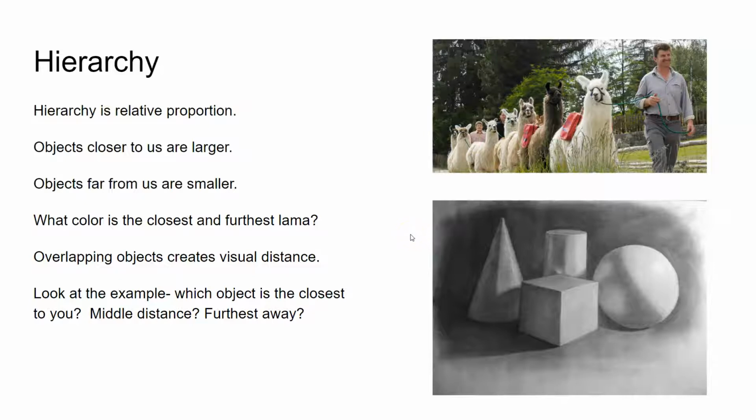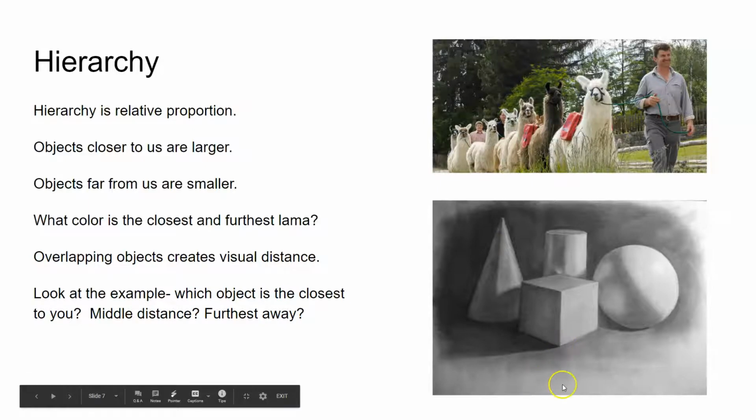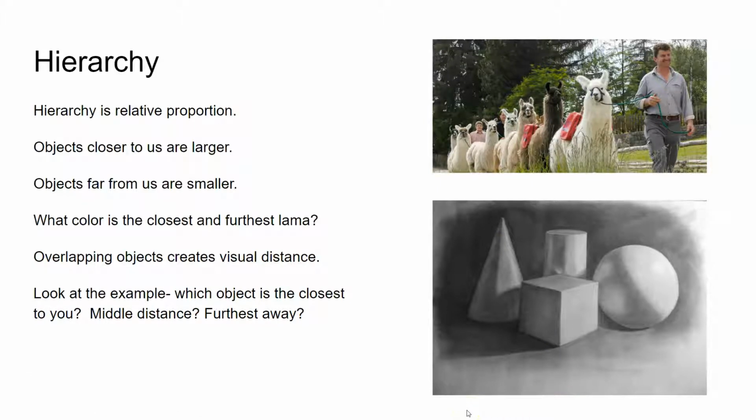Overlapping objects also creates visual distance. And look at the example, the still life drawing. What object is closest to you? What's in middle distance and which one is furthest away? So think about it for a minute.